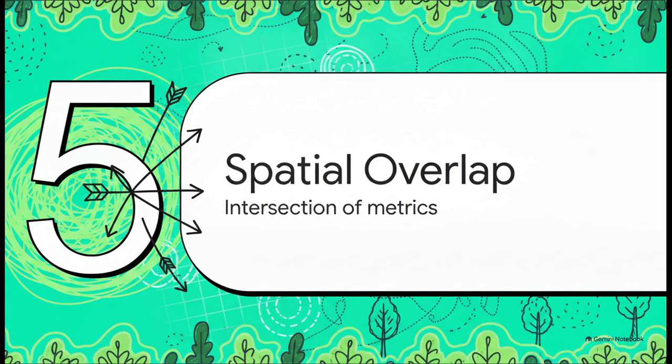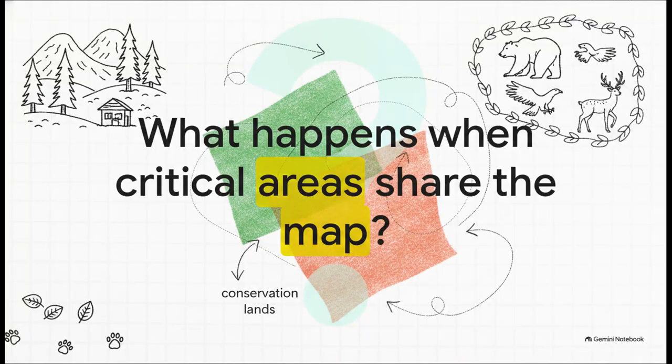Section 5. Measuring the spatial overlap. Let's see how this builds into the climax of our geographical accounting today. We've looked at protected lands and we've looked at endangered habitats. But here is the absolutely critical question. What happens when they share the exact same map? Because in the real world, these two things intersect all the time. A national park, for instance, might also be the critical habitat for a threatened species.